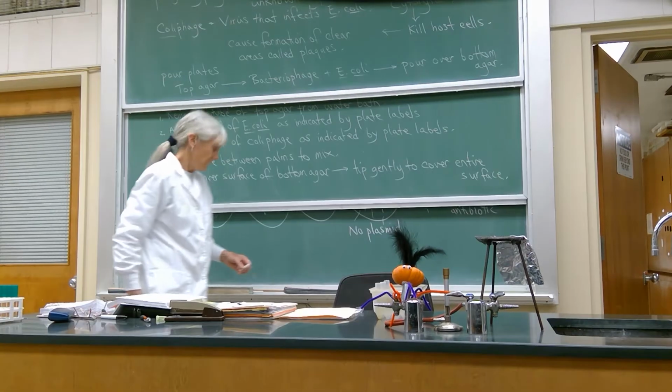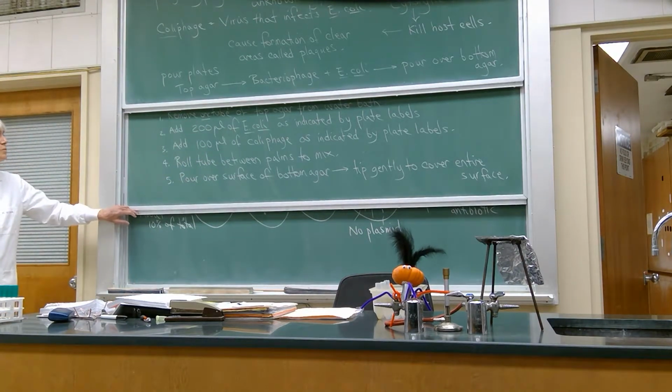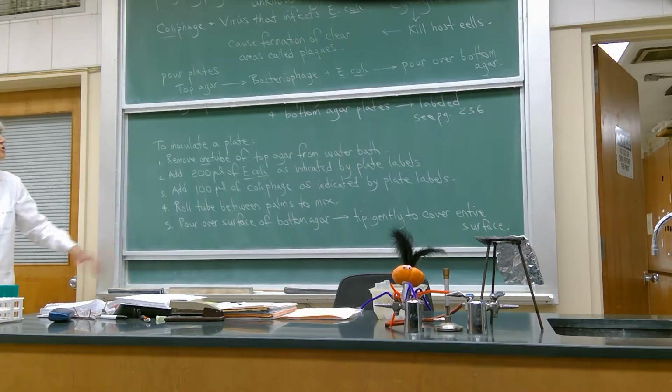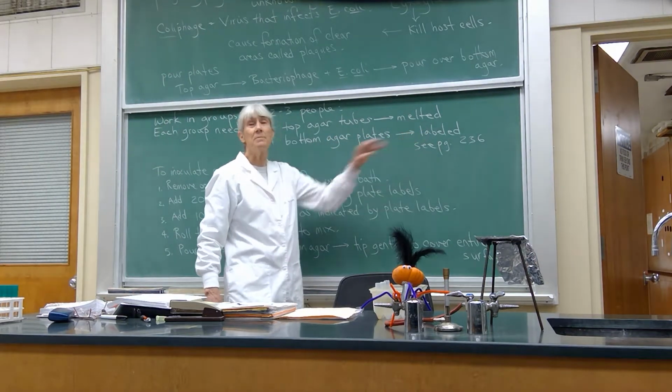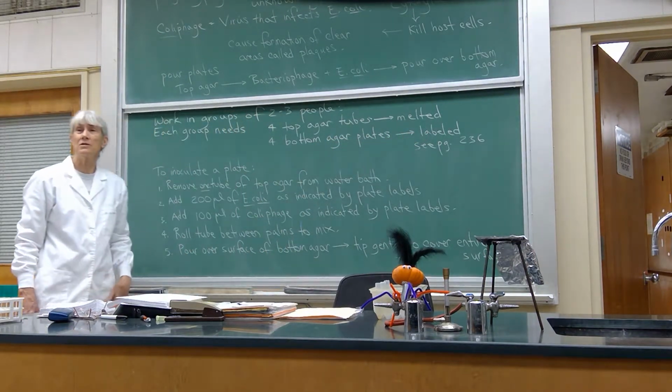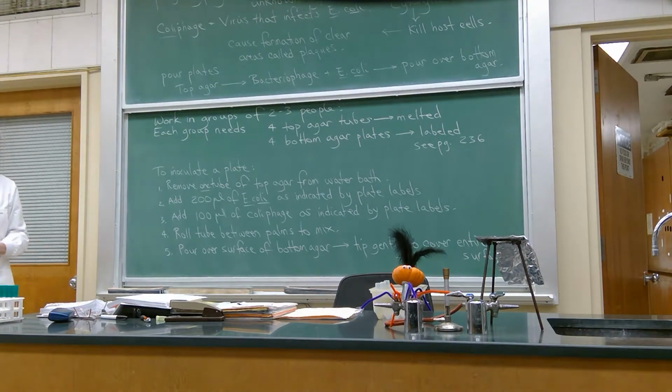Can I have your attention up front? So here's what we're going to be doing next. You have your 4 plates, your bottom auger plates, and they're labeled. This is a good thing because the plates tell you exactly what's going to go on there. To inoculate a plate, you always do this.